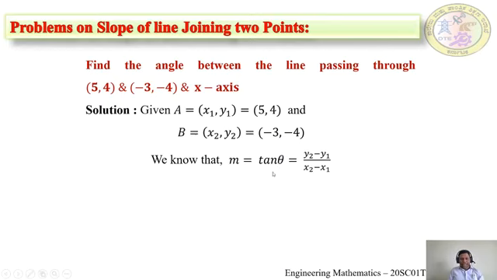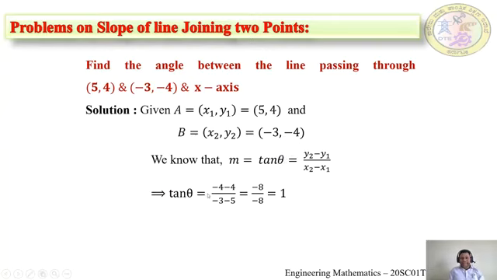The slope of a straight line joining two points is y2 minus y1 divided by x2 minus x1. Also you know that the slope of a straight line with an angle theta with the positive x axis is m is equal to tan theta. So we have taken m is equal to tan theta is equal to y2 minus y1 divided by x2 minus x1. Then we need to get the angle here. We had to find theta, so we have written it in the form of tan theta.